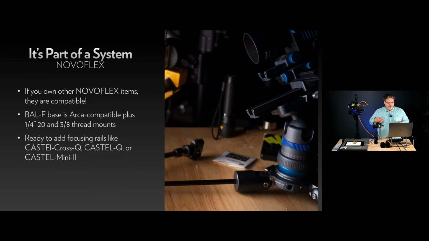All right, moving forward. Speaking of systems again, if you own other NOVOFLEX items, it's totally compatible, of course. But on top of that, the base of the Bellows is ARCA Swiss compatible. So there are also 1/4-20 and 3/8 thread mounts on that, which means you can drop it into any ARCA compatible quick release system. And you're ready to add this right to any of the focusing rails that you may own or may get in the future, including NOVOFLEX's own CASTEL-CROSS-Q, CASTEL-Q, which is one of those instead of two, or the CASTEL Mini 2. I'm going to show you mine a little bit later.